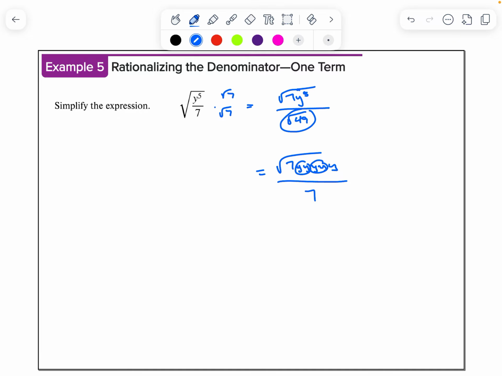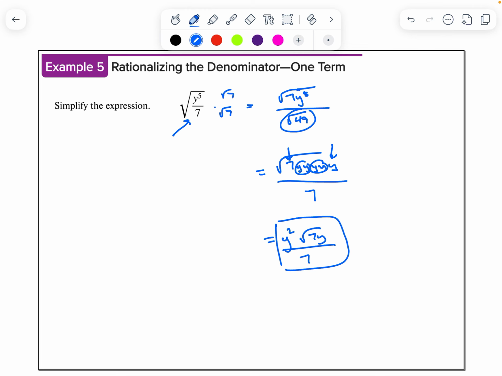Notice we got buddies here. So that'd be y squared, square root of 7y, all over 7. The 7 and the y didn't have buddies, so they had to stay inside. That's the best answer we can get here, but notice that it does follow the rule.